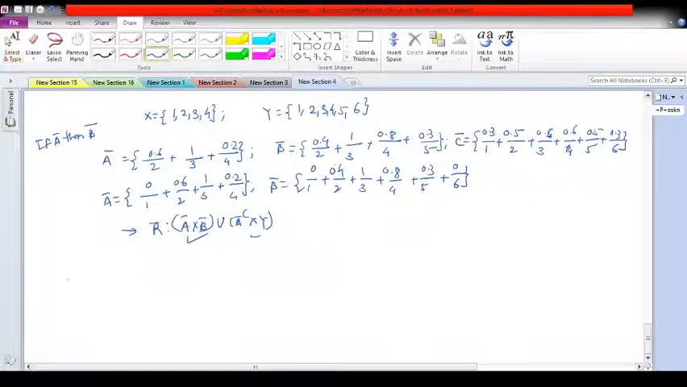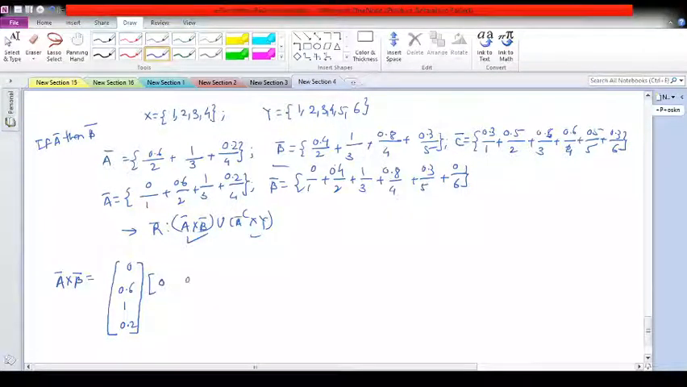So first let me find out A bar coupled with B bar, and this can be defined as what is A bar. Say for example it is 0, 0.6, 1, 0.2. Okay. And what is B bar? B bar is this, which is 0.4, 1, 0.8, 0.3, and 0. Okay.